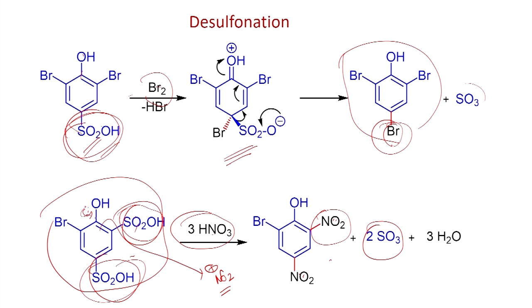This is also another example of electrophilic substitution. When you have the phenol group, it can readily undergo reaction with this nitronium ion, and then you can lose SO3. In this way, you can introduce the nitro group.